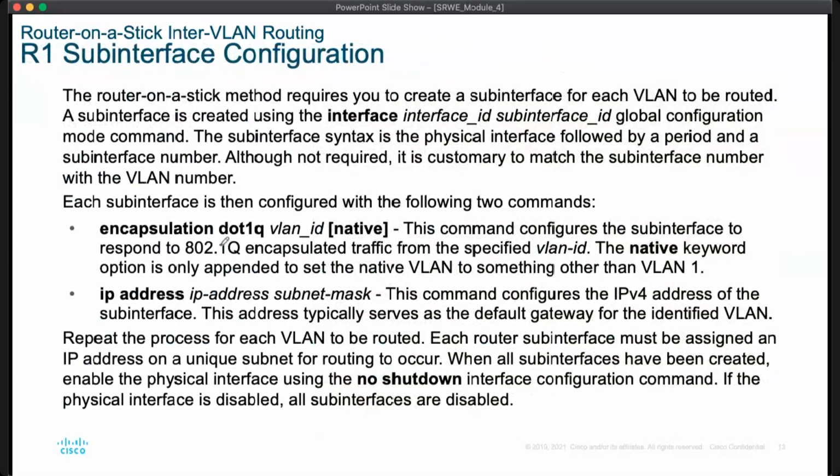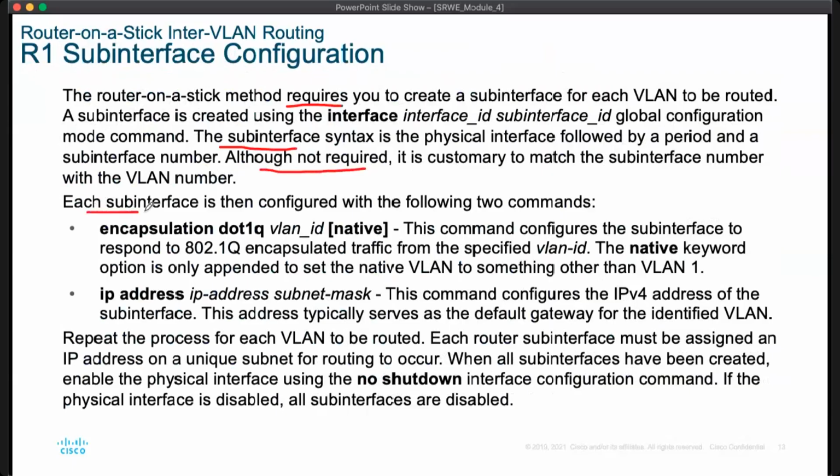R2 sub-interface configuration. The router-on-a-stick method requires you to create a sub-interface for each VLAN to be routed. A sub-interface is created using the interface interface-ID.subinterface-ID global configuration mode command. The sub-interface syntax is the physical interface followed by a period and a sub-interface number. Although not required, it is customary to match the sub-interface number with the VLAN.